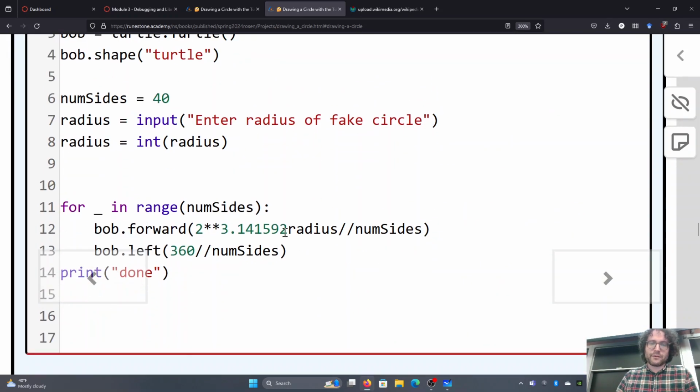Oh, right. I can't just plug this in. I have to also... just one of those times. I think my cursor messed up when I was typing that out. So 2 times pi times the radius.